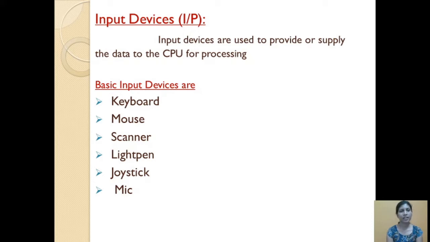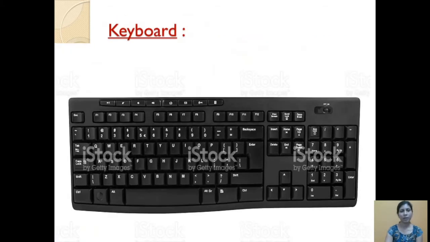There are some basic input devices: keyboard, mouse, scanner, light pen, joystick, mic. These are all input devices. Through these devices, the computer can accept the information. Whatever data or information the user has given to the computer, the computer can accept from these devices and process it. We'll see them one by one.